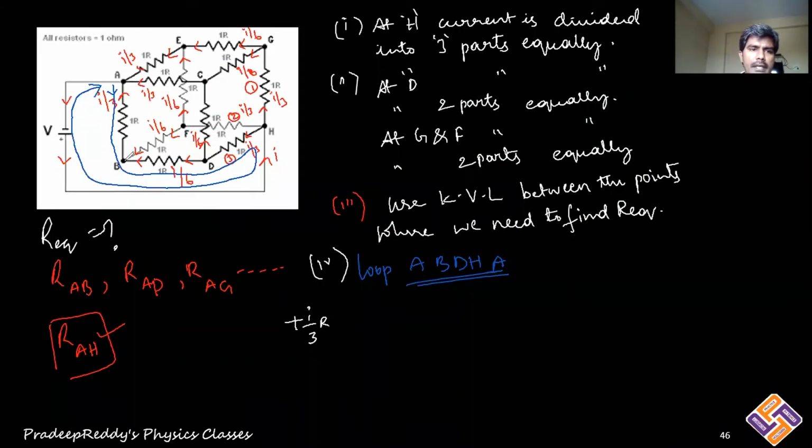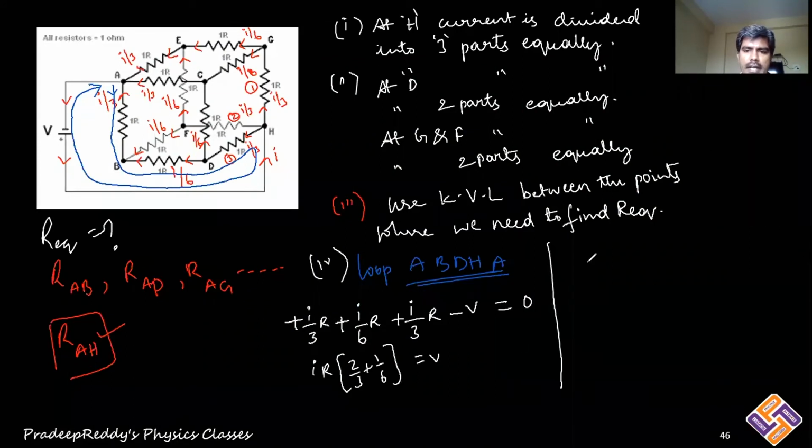And next from B, you are going to D. So you are going against the current direction, so you should take it plus. Current is I by 6, resistance is R, and from D to H you are going opposite, it is I by 3 and R, and you are going towards this battery from positive terminal to negative, minus V is equal to 0, right? Now I can take IR common. 1 by 3 plus 1 by 3, it is 2 by 3, plus 1 by 6 is equal to V.